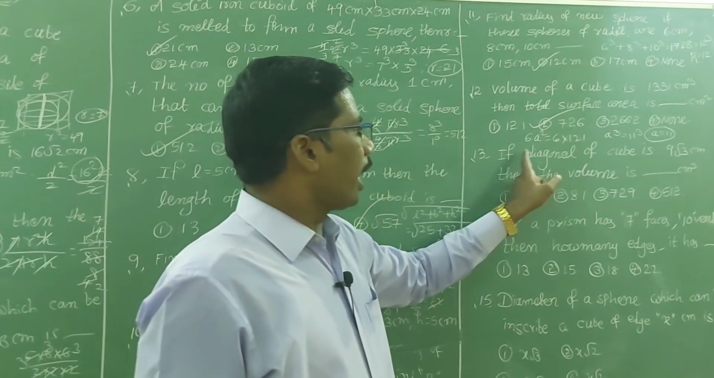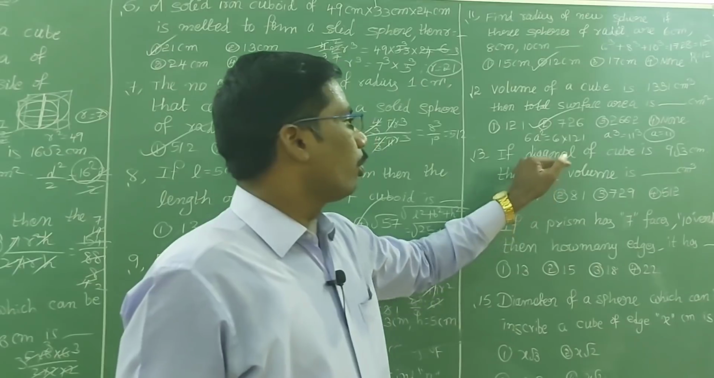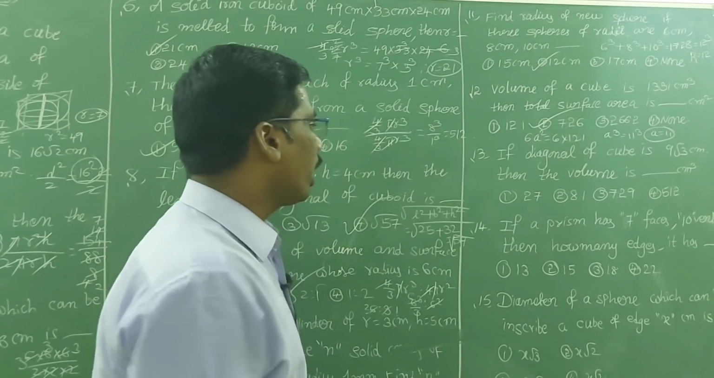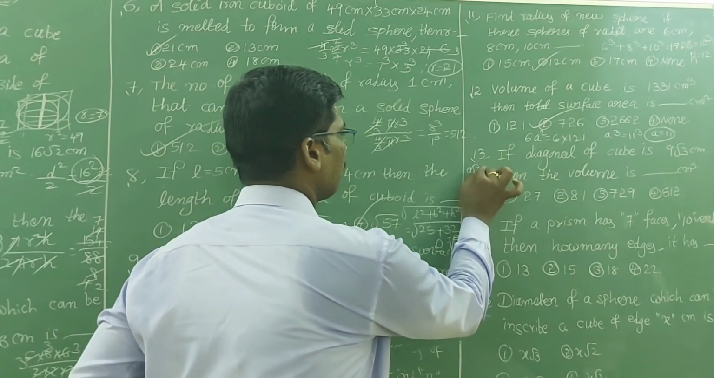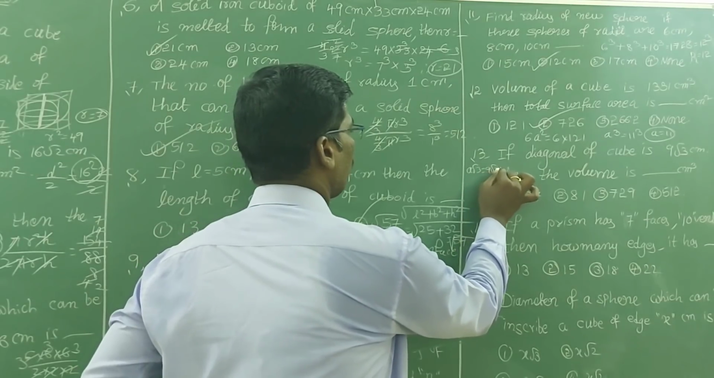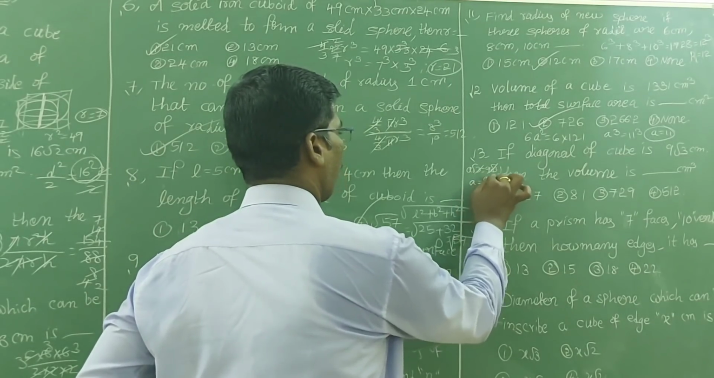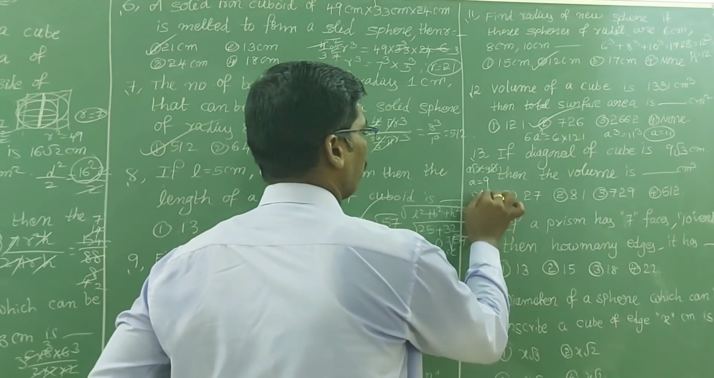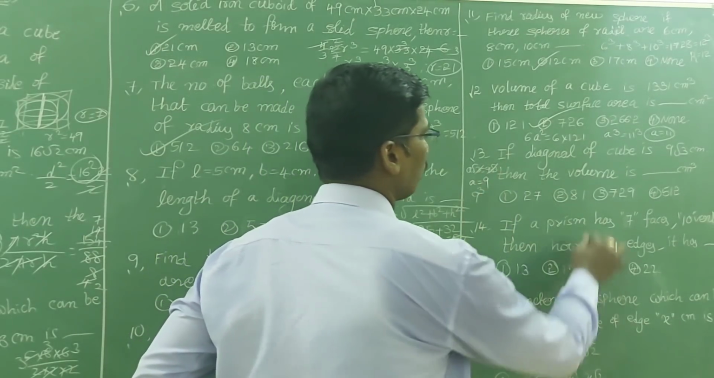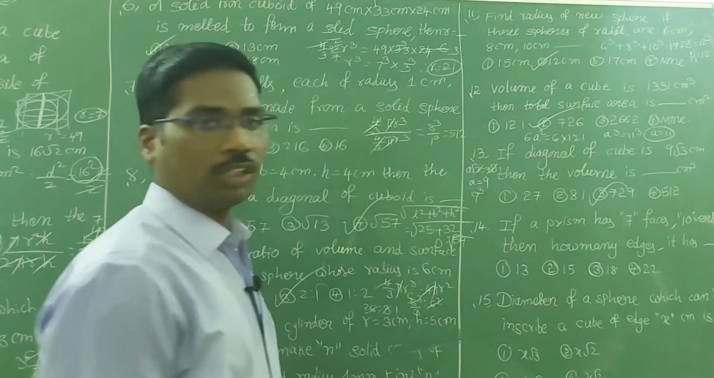Next, if the diagonal of a cube is 9 root 3, then the volume is? See here, diagonal is a root 3. So a root 3 is equal to 9 root 3. Root 3 will get cancelled. A is equal to 9. So we want volume, so 9 cube. 9 cube is 729. 729 is the answer. That is the third option.